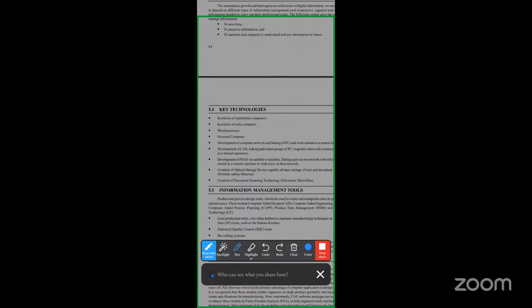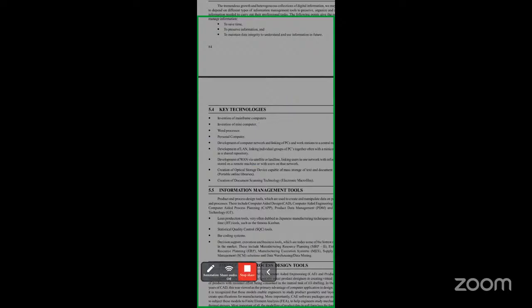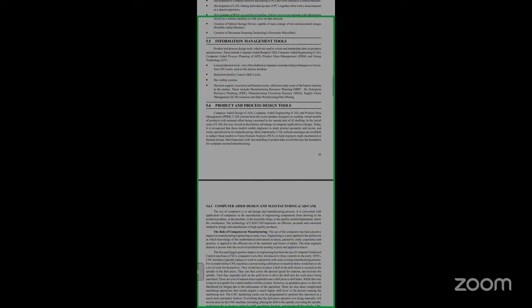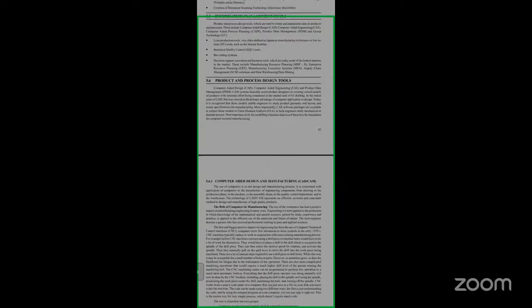Apart from this, we have information management tools where we talk about CAD, CAM, CAP, CAE, PDM, and GT. That is computer aided design, computer aided engineering, computer aided process planning, product data management, and group technology.